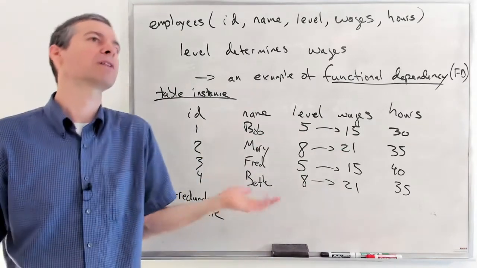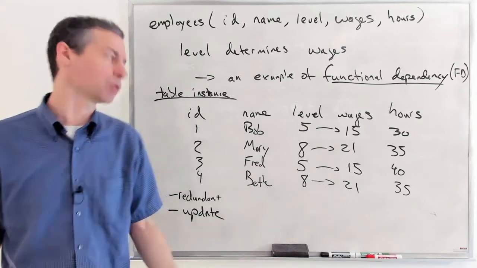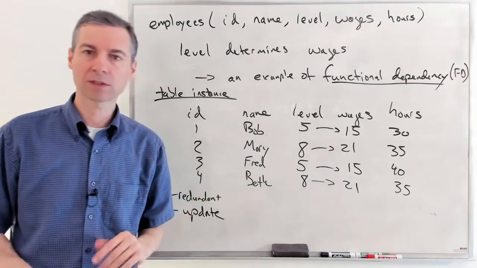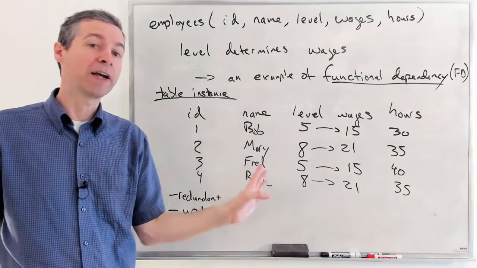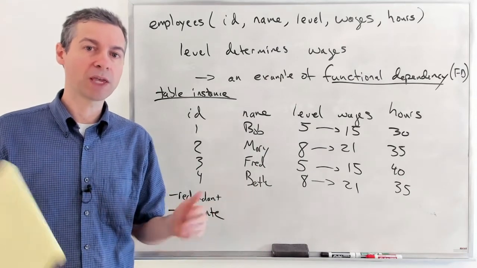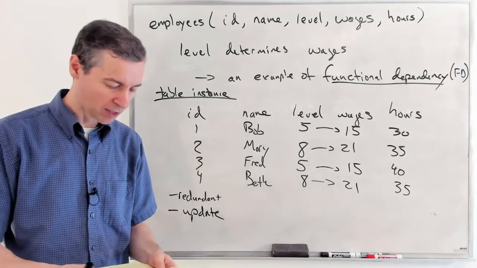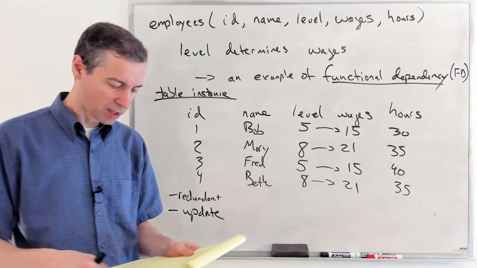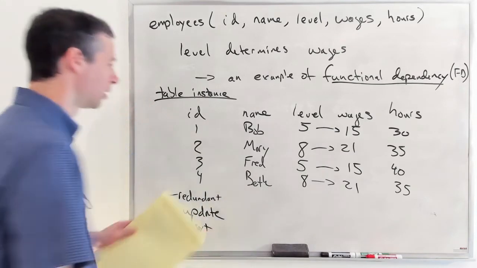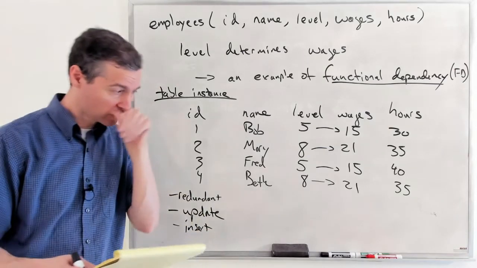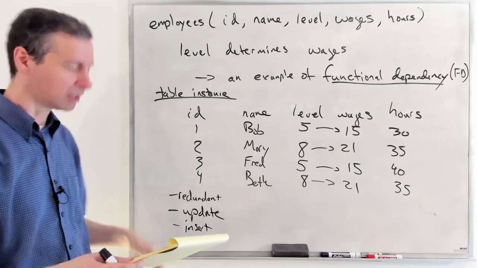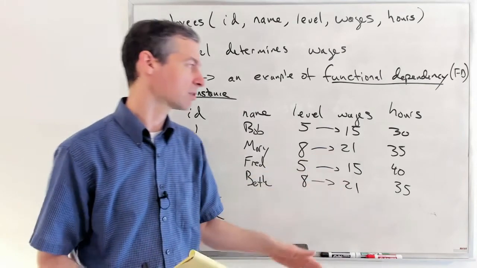And you might say, oh, that's easy. I'll just do that in my update statement where level is equal to 5, I'm going to update the wages to 16. Fine. Yeah. But we do have the potential to make a mistake. And that's what we want to avoid. What about our insert problems? Well, let's say we bring in a new hire. Well, we can't add anyone in here unless we already know their level and wages.